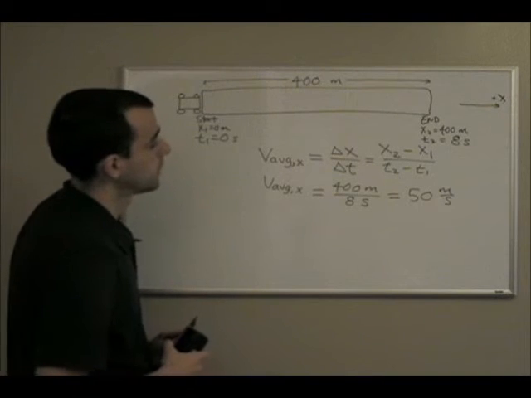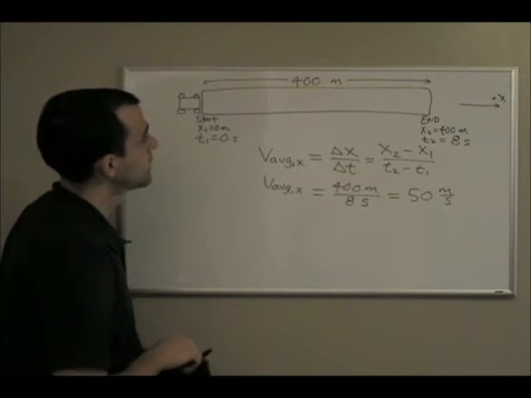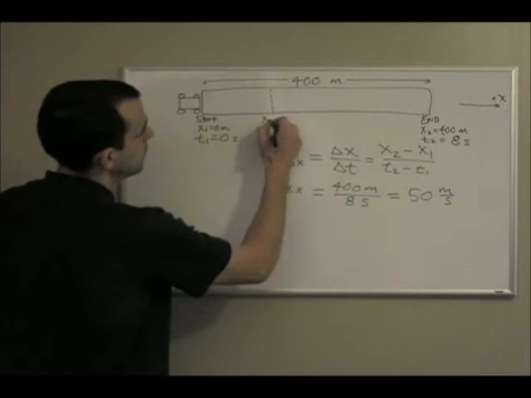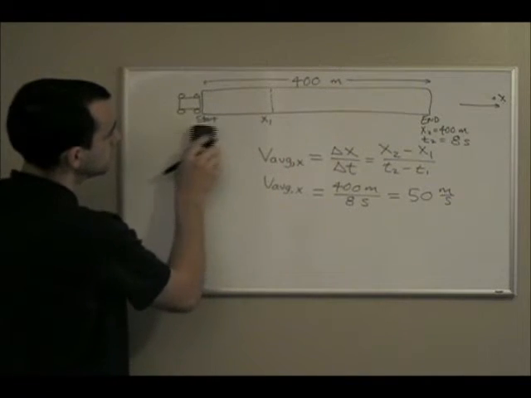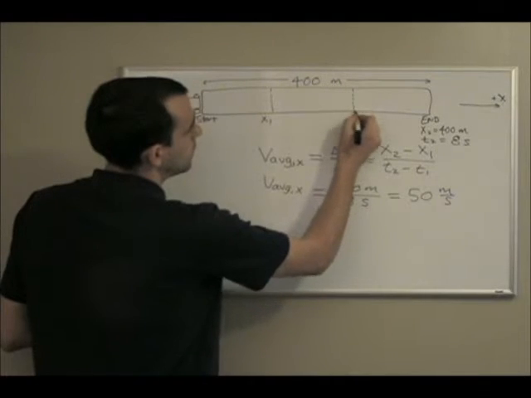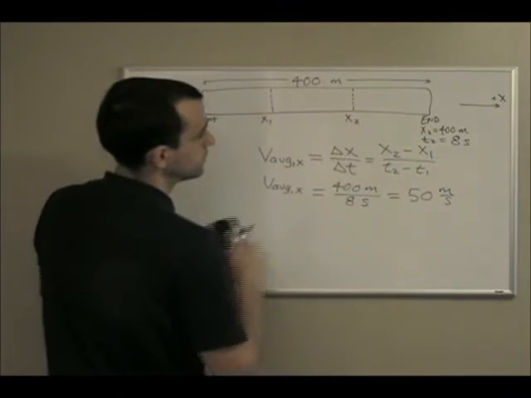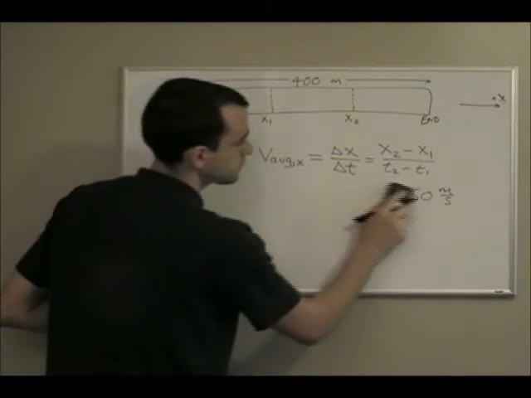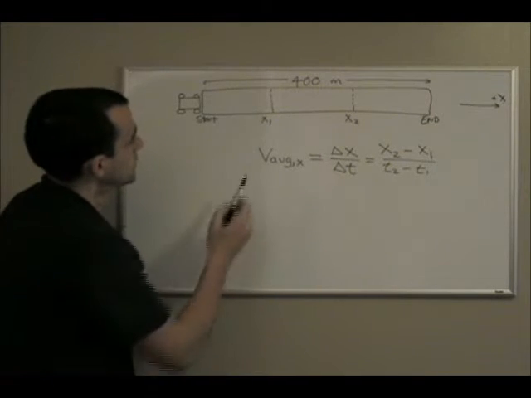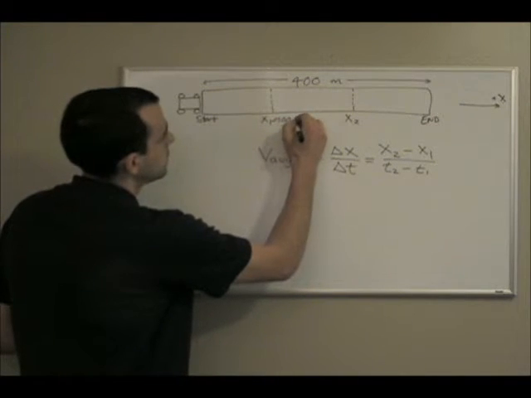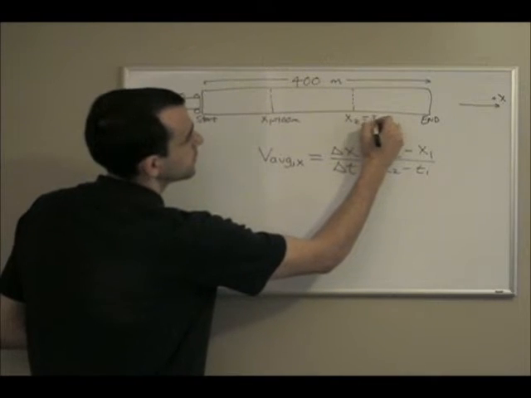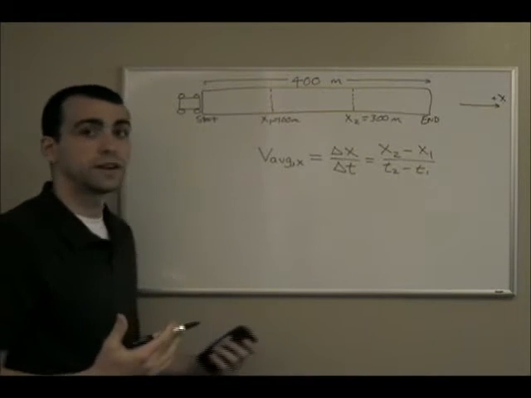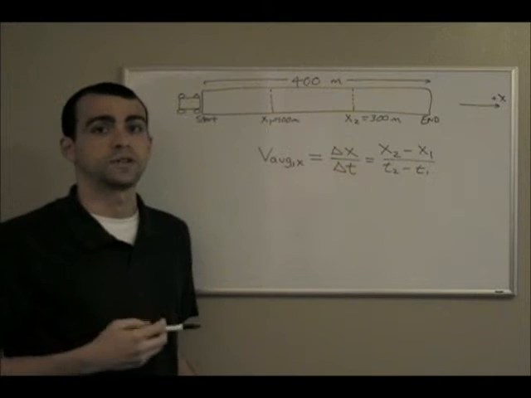We can take this a step further and do the same thing we did last time. Let's say we want to know the average velocity between line 1 at x1 and line 2 at x2, so we'll have to redefine our variables here. So this will all have to change. We'll say again that x1 is 100 meters from the starting line, and the second line is 300 meters from the starting line.